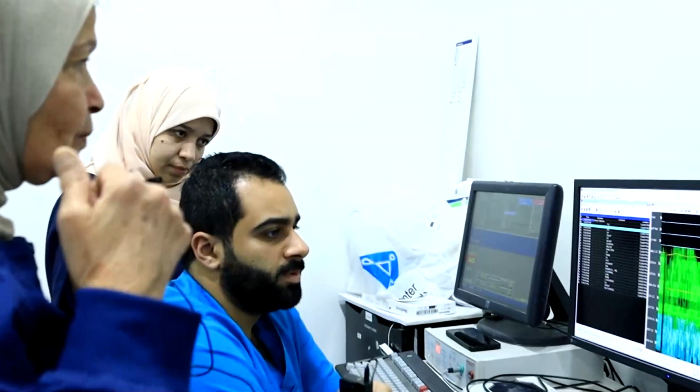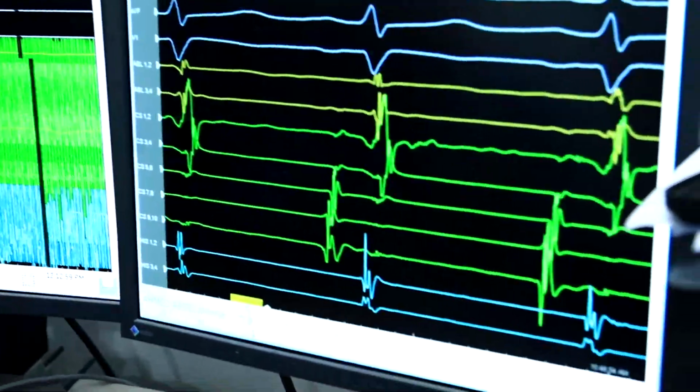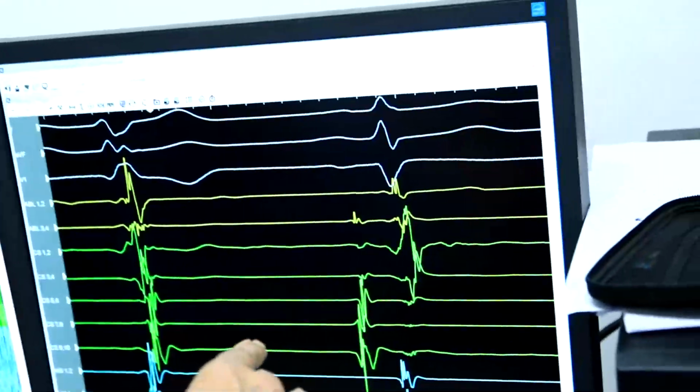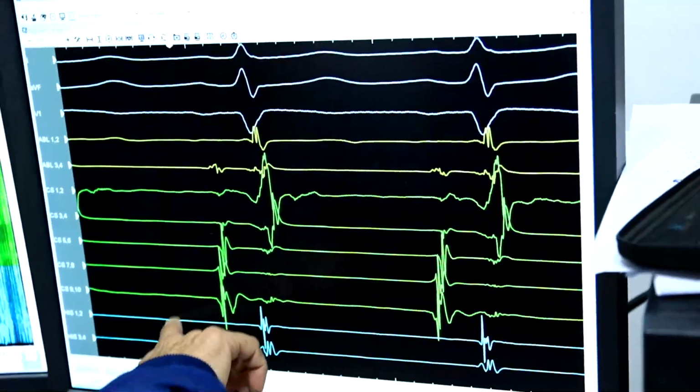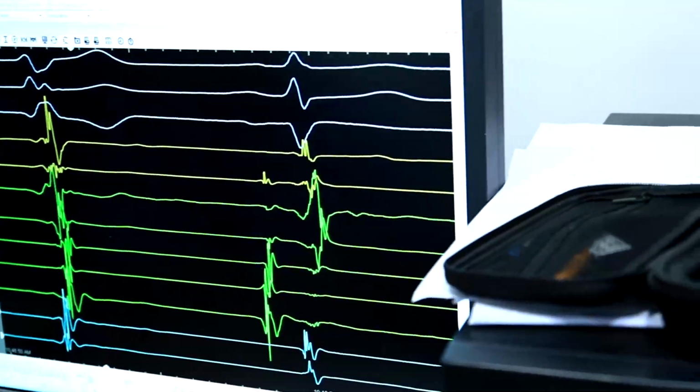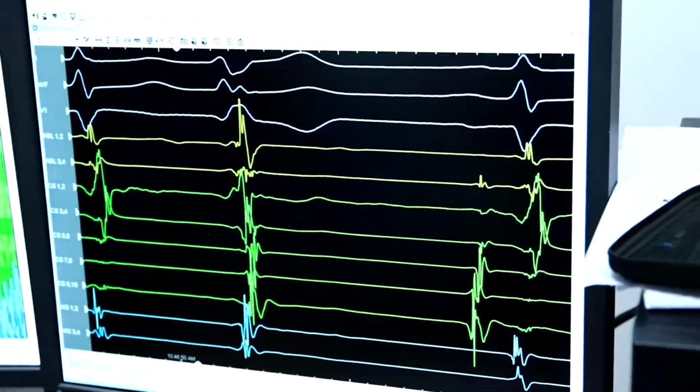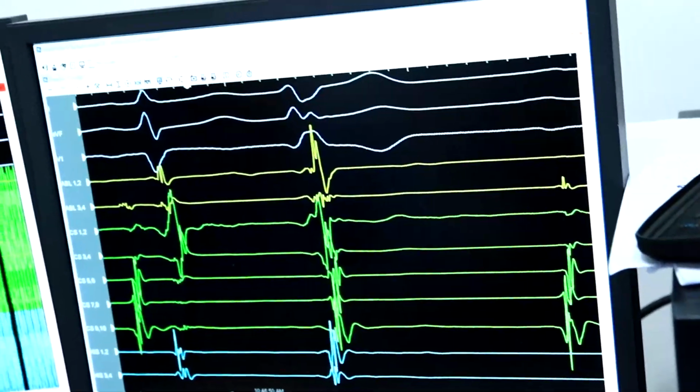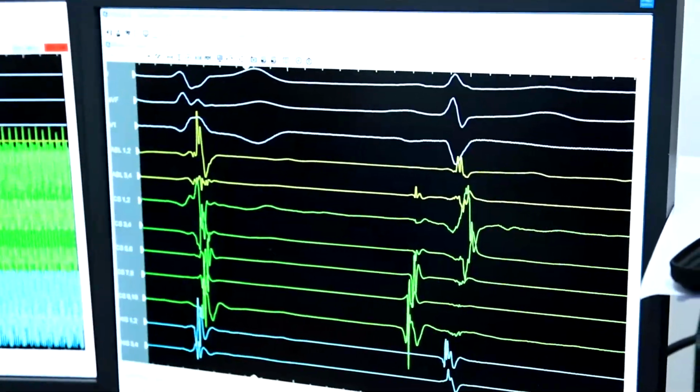Show us the ablation of the slow pathway. He did a good job. He got very good junctional rhythm with VA conduction. Very good. Yes, this is the site of the slow pathway. Then what is next?